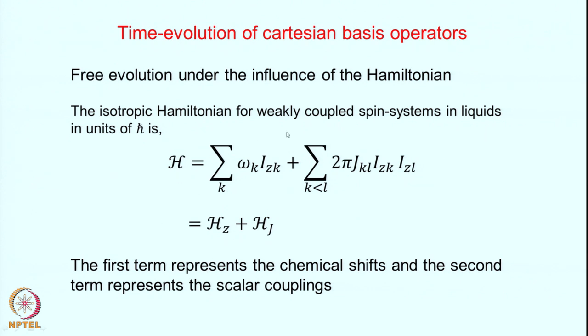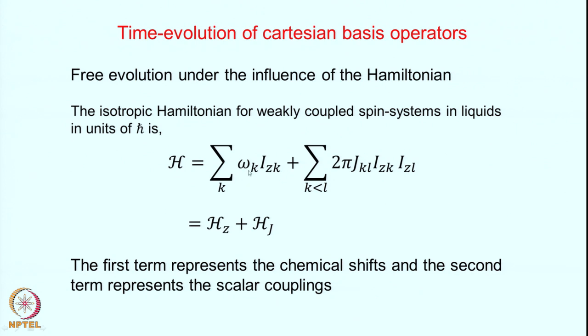Explicitly, we will write the isotropic Hamiltonian for weakly coupled spin systems in liquids. It consists of two terms. This is the Zeeman term, which is due to the interaction between the nuclear magnetic moments and the magnetic field, and this is represented as omega_k I_zk, summed over k. The k is the index which goes over the various spins. We can write it as kz or zk, it does not matter; earlier we used kz here, but it means the same thing.